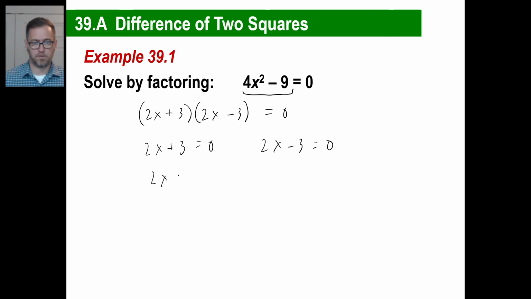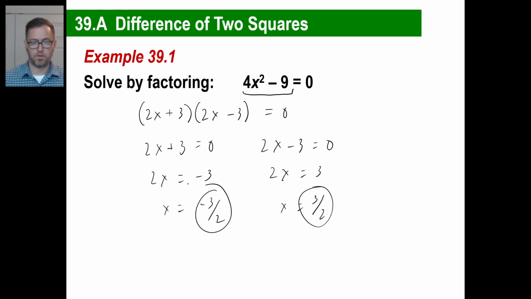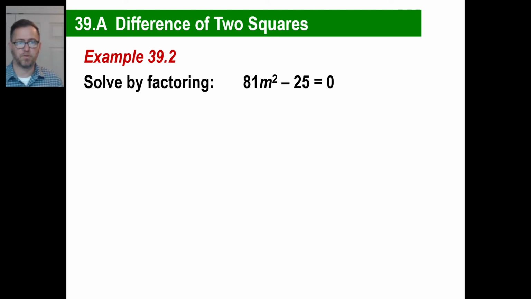So 2x is equal to negative 3. So x is negative 3 halves. And then you'll move this over and go 2x is equal to positive 3. So x is equal to positive 3 halves. And there you go. There's your two answers. Piece of cake. Okay. All right. That's basically what we're doing with that.